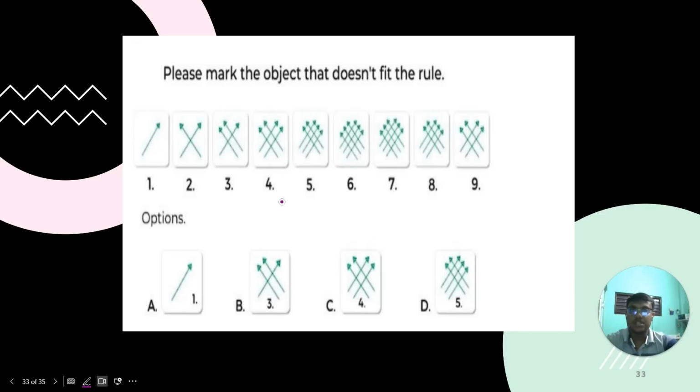So in this question, you can see we have a pattern, and we need to check which particular term in this pattern is the wrong one. Now you can see that you have an arrow in this direction, and then in the second step an arrow towards the left is made. Then in the third step an arrow towards the right should have been made, and then in the fourth step an arrow to the left.